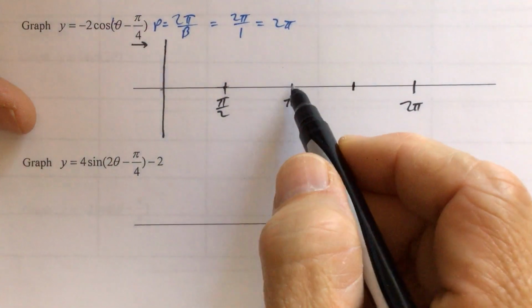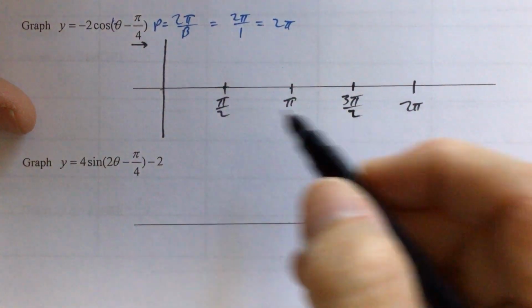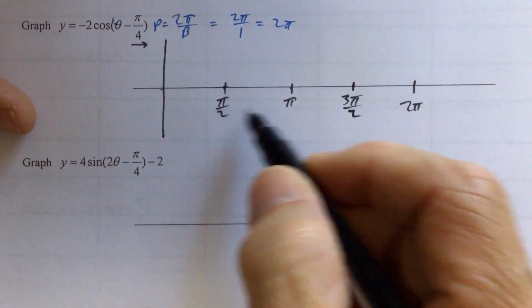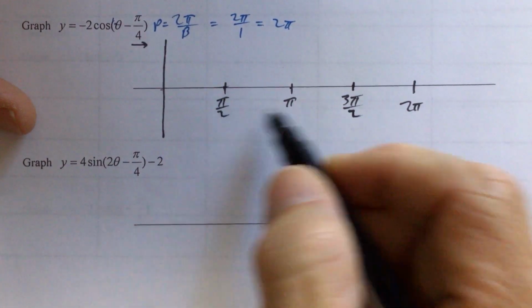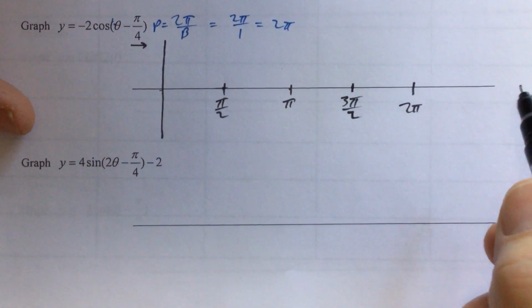Again, 1 pi over 2, 2 pi over 2, 3 pi over 2. And if you just want to remember the rule, just multiply that number there by 3. So 3 times pi over 2 is 3 pi over 2. That takes care of labeling the horizontal axis.